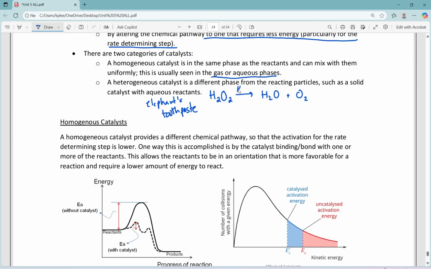And sometimes that catalyst is solid KI. So if I was doing this reaction in the lab, I can add solid KI to this that is aqueous. And that's an example of a heterogeneous catalyst. I'm putting in something solid into an aqueous solution, and that is speeding up the reaction. And when it goes fast, we get all the bubbles from this oxygen gas being released. And that's what, if you put dish soap in there, makes it look kind of like toothpaste.